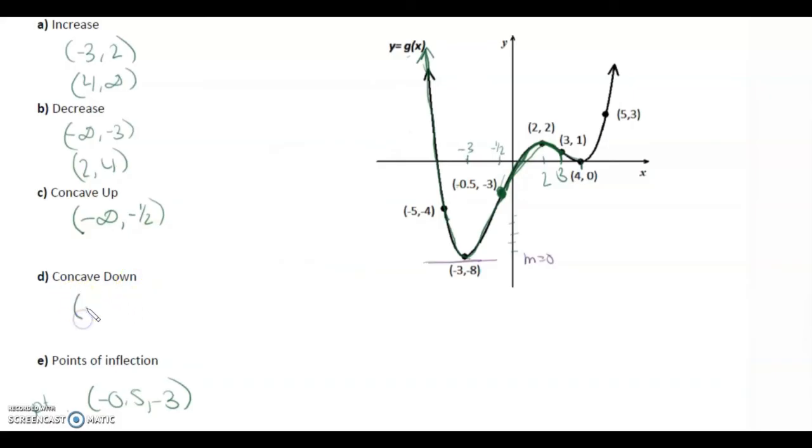So it's going to go on the interval -1/2 to 3. Then from 3 all the way to infinity would be concave up. Okay, and then that point 3, 1 is also right here an inflection point.